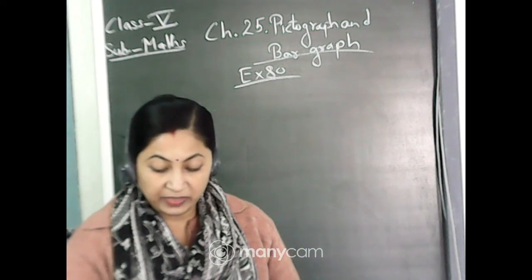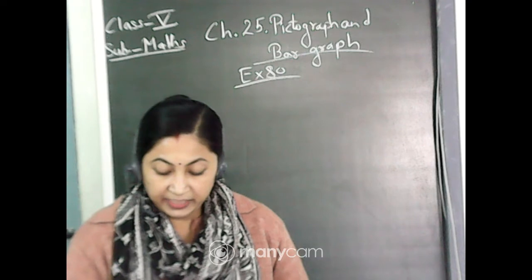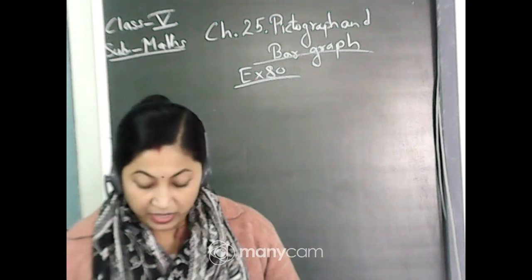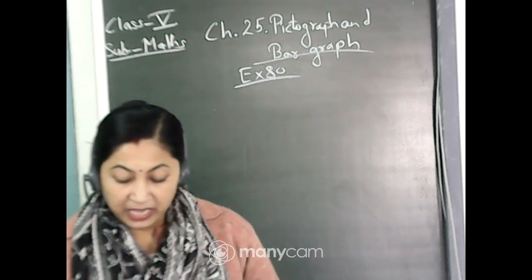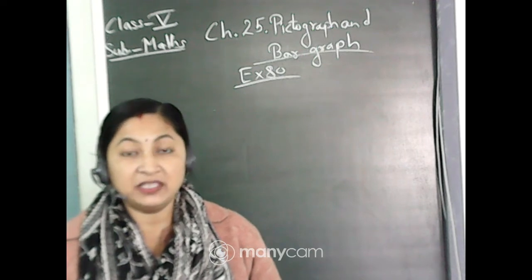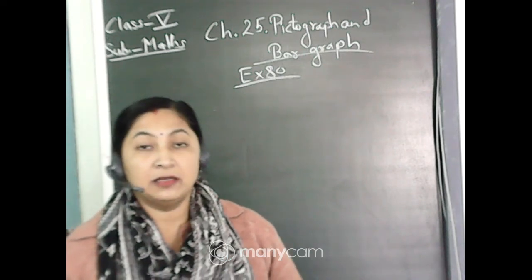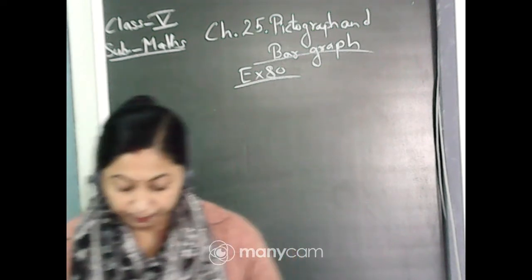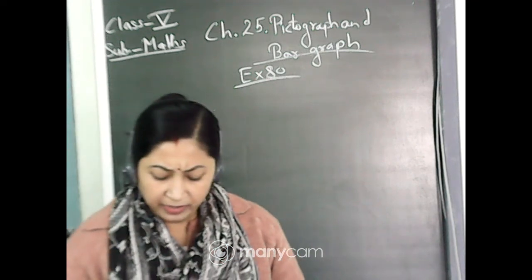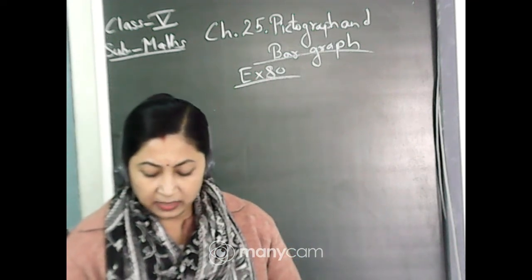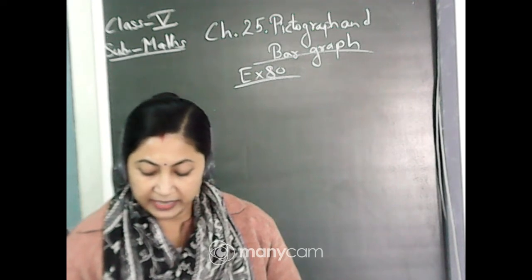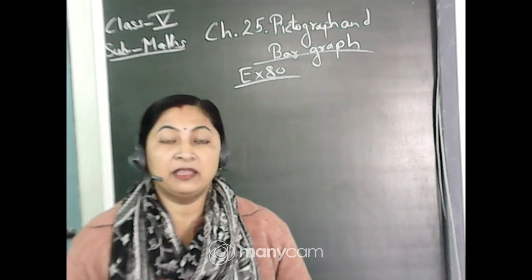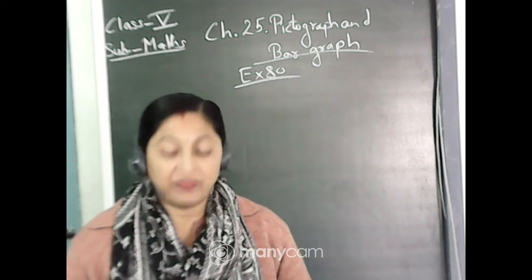The first question of exercise 80. The table given below shows the number of students present in a class during a week. Here one table is shown, and in this table the total number of students present in a week is given. This information is given in the form of numbers. Take a triangle to represent 3 students present in the class and draw a pictograph. That means this information you have to draw in the form of pictures. So that will be a pictograph.